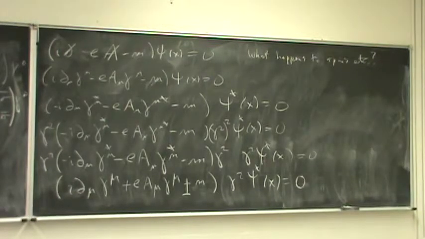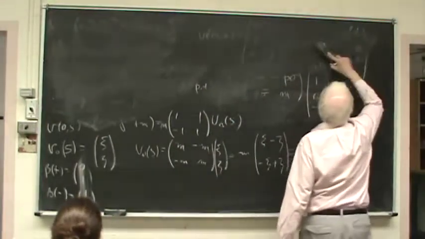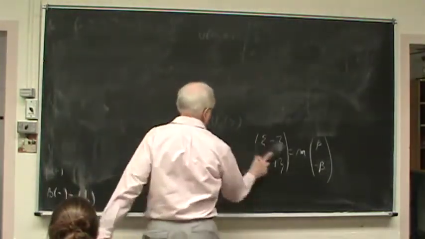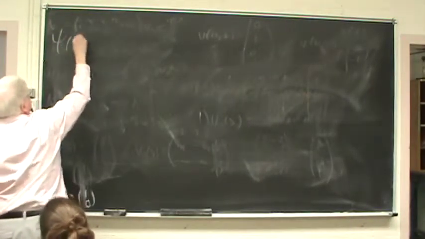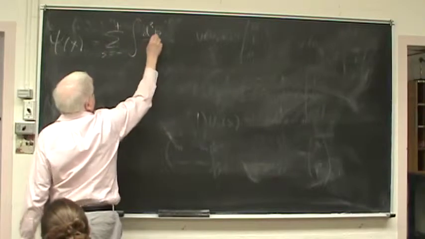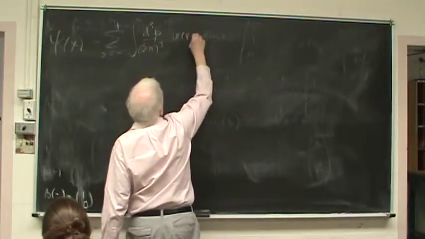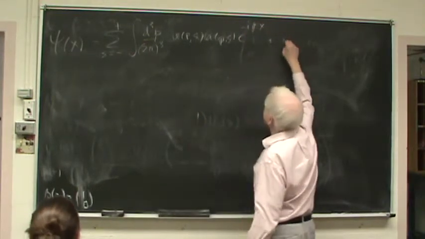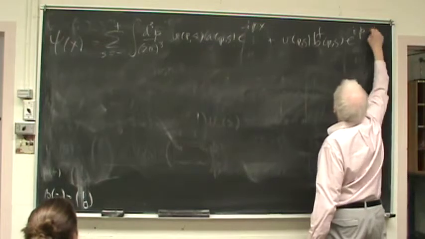All right. So you remember at the very beginning I wrote down the standard expression for a spin 1/2 field, namely that psi of x is going to be a sum over s of the integral d^3p over (2 pi)^3 of u of p and s, a of p and s, e to the minus i px, plus v of p and s, b dagger of p and s, e to the i px.